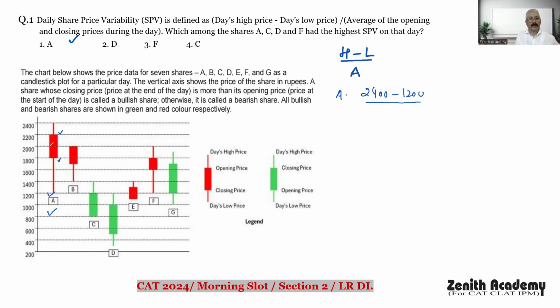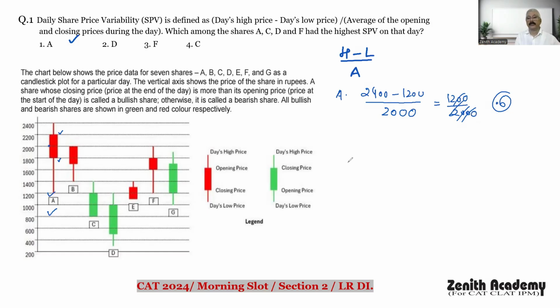So the average will be the midpoint, 2000. So this is going to be 2400 minus 1200, which is 1200, divided by 2000. So it is 0.6.